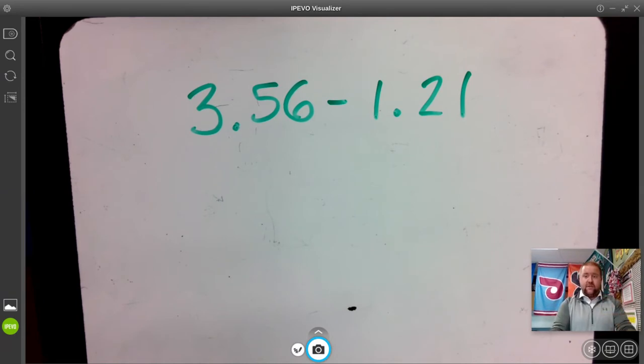Today we are going to be working with models and working with adding and subtracting. In the first example, we're going to start with 3 and 56 hundredths minus 1 and 21 hundredths. We see subtraction like this and we automatically think, let's just put them on top of each other and subtract. We're going to get to that, not today though. Today is going to be just where we're drawing our pictures, okay?